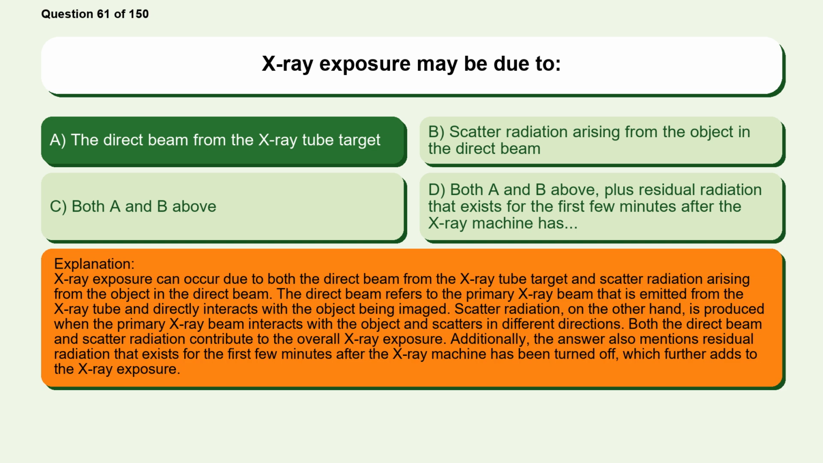X-ray exposure can occur due to both the direct beam from the X-ray tube target and scatter radiation arising from the object in the direct beam. The direct beam refers to the primary X-ray beam that is emitted from the X-ray tube and directly interacts with the object being imaged. Scatter radiation, on the other hand, is produced when the primary X-ray beam interacts with the object and scatters in different directions.